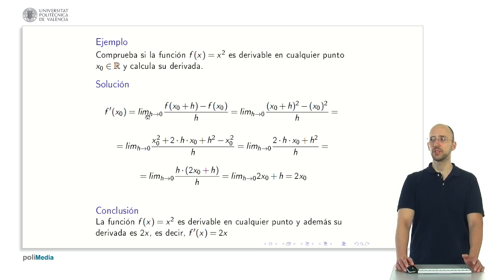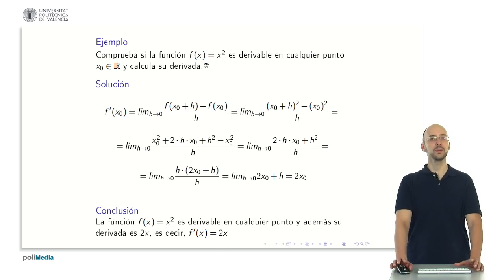In general, we won't talk about x sub 0, but about an arbitrary point x. We have that the function f of x equal to x squared is differentiable at any point. This limit exists. I don't care about the value of x sub 0 you put, and its derivative is 2x. That is, f prime is equal to 2x. We already know the derivative of several functions. The constant is 0, the derivative of x is 1, the derivative of x squared is 2x. Perfect.